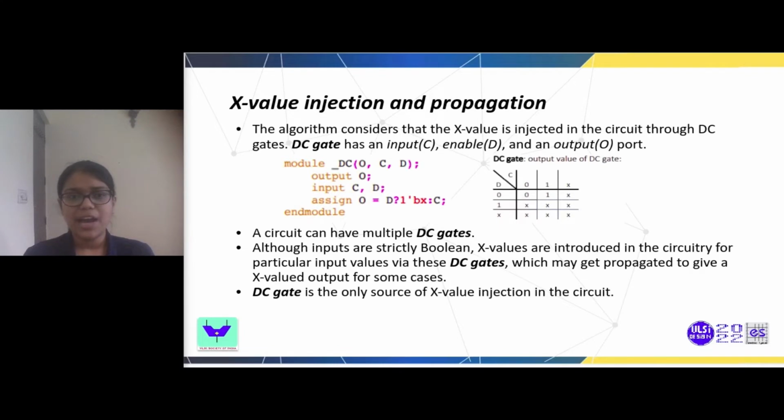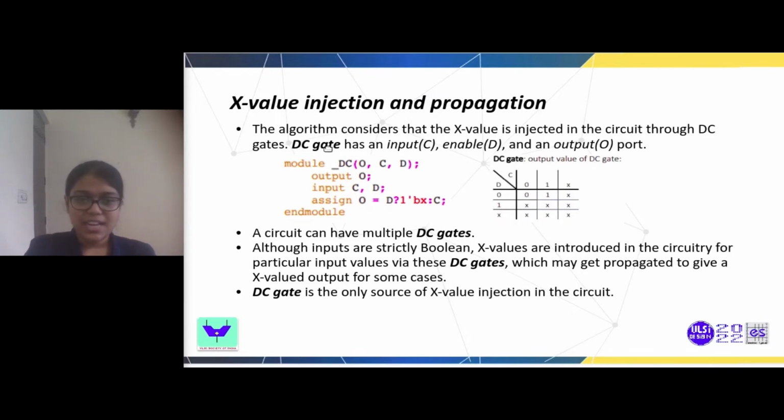As said in the previous slides, the input values are always considered to be Boolean, that is 0 or 1. Then how is X value injected and propagated in the circuit? The algorithm considers that X value is injected in the circuit through DC gates. DC gates have two inputs, that is an input and an enable, and an output. A circuit can have multiple DC gates. Although inputs are strictly Boolean, X values are introduced in the circuit because of these DC gates, which may get propagated to X valued outputs for some cases. DC gate is the only source of X value injection in the circuit.